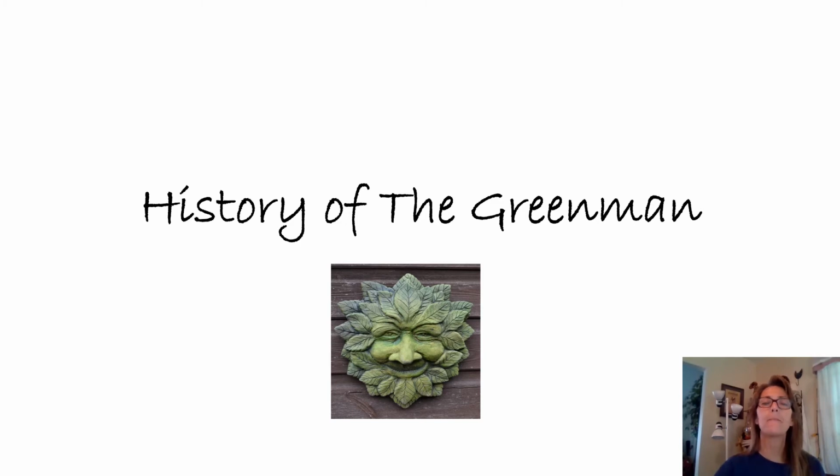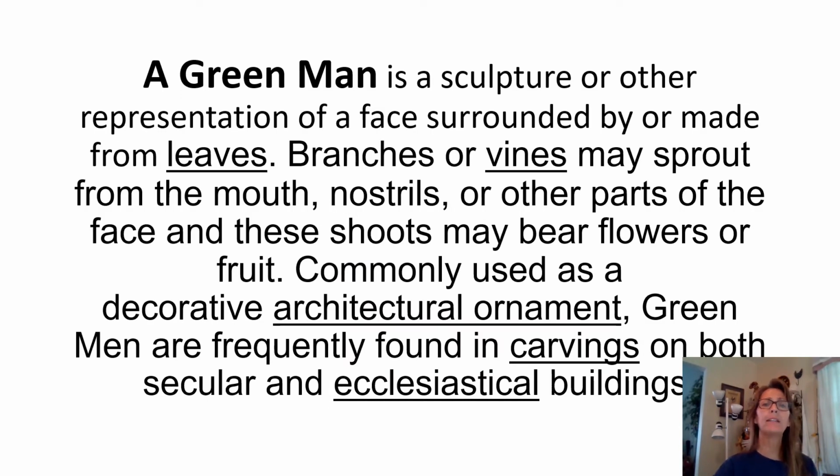So here we go. Okay, the Green Man is a sculpture or other representation of a face surrounded by leaves. Okay, the branches or the vines might sprout out from the mouth or the nose or the ears or other parts of the face, and they can be flowers. They could be fruit. It could be leaves. You can have little insects and everything else on it. Okay, they were used for architectural ornaments, like on the columns in the churches and also in other buildings.